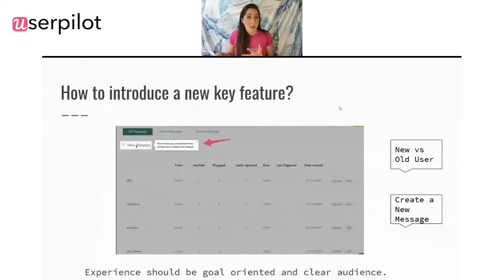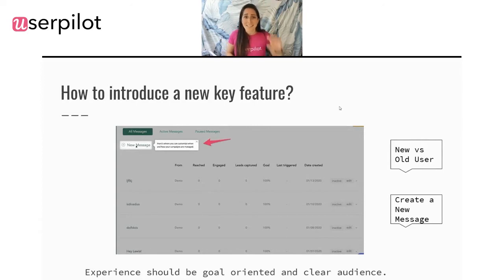And in this example, on this mock website that I have here, I keep pointing over here because it's where my screen is, but over here, we're introducing a key feature. In this scenario, they're sending automated emails. So the key feature is them coming over to these automated emails and taking a look here and trying to send a new message.